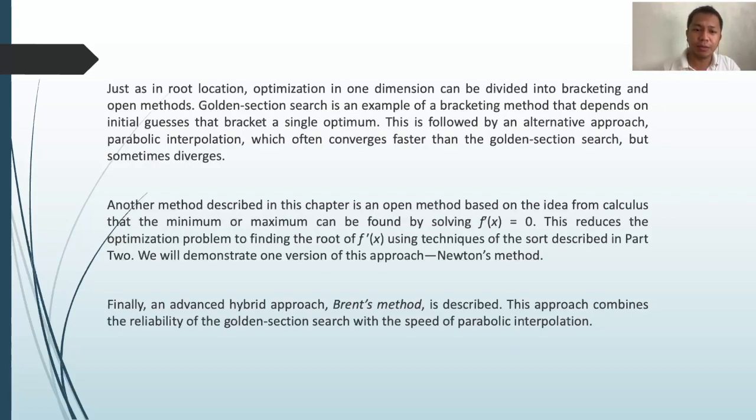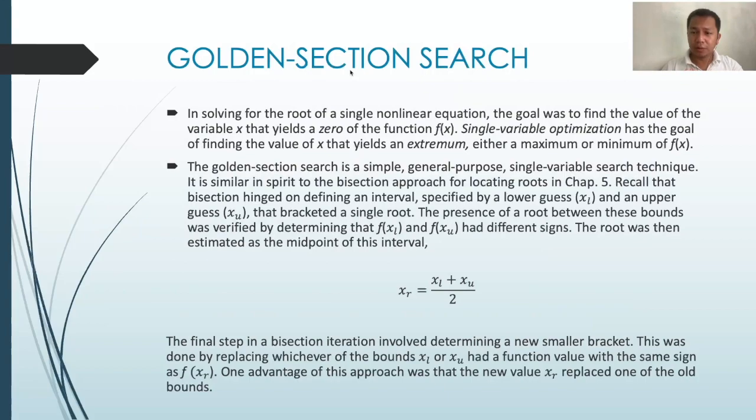This reduces the optimization problem to finding the root of f prime of x using techniques of the sort described in part 2. We will demonstrate one version of this approach, Newton's method. Finally, an advanced hybrid approach called Brent's method combines the reliability of the golden section search with the speed of parabolic interpolation. Now we'll discuss the golden section search.